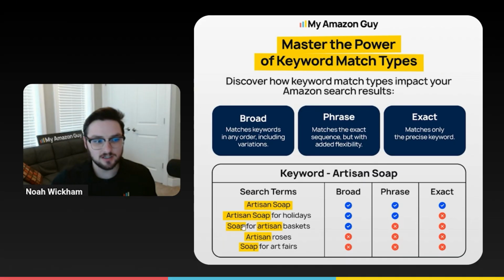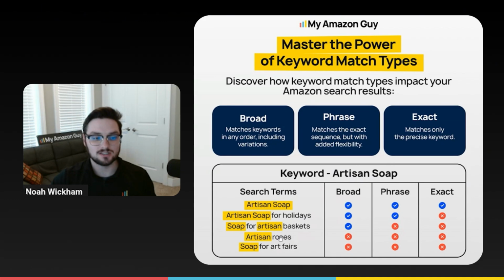Digging a little bit deeper, we have soap for artisan baskets. The only one it matches is the broad, because it has both the keywords artisan and soap. Even if they're out of order, it does not matter. It just has to have the two keywords in the search term for this to work. It does not match phrase because the actual term artisan soap is not together.